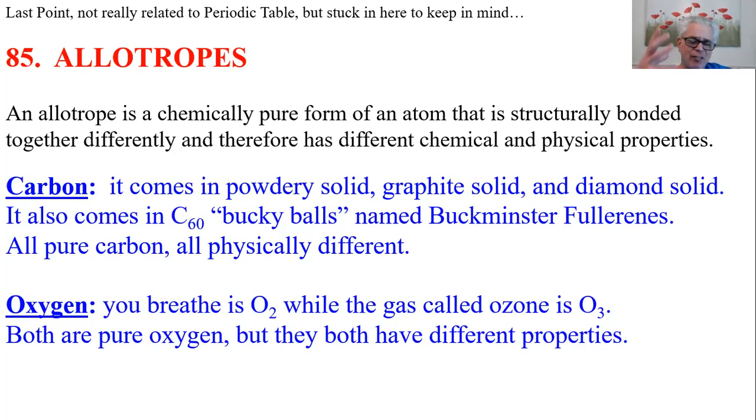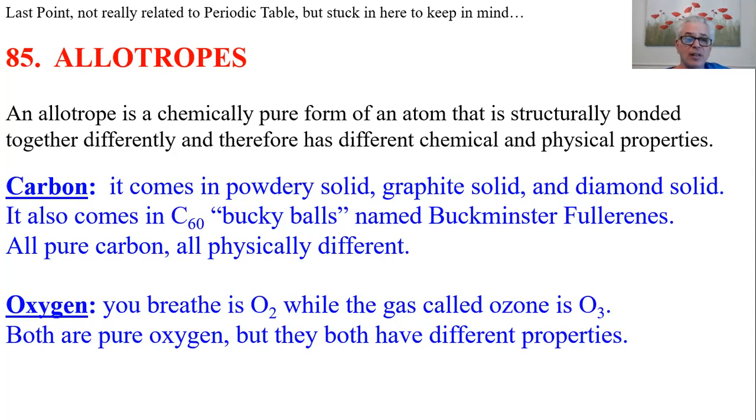Diamonds have very complex three-dimensional bonding that's not in sheets. It makes diamond the hardest structure in the world. And there's also something weird called the Buckminster Fullerene, or a buckyball, 60 atoms of carbon bonded in a ball. It looks almost like a volleyball, right? Cool shape. How come? I don't know. Carbon can do a lot of things. All of them are pure carbon, but they can have different properties because of the way they're built. Those are called allotropes of carbon.